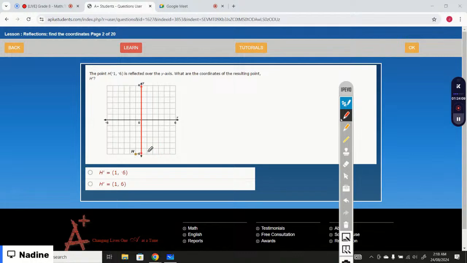That would be reflected along the axis. So the reflected image is here. The coordinates of this point are x is 1 and y is the same, negative 6, right? The correct option is 1 and negative 6. Option number 1 is the correct option.